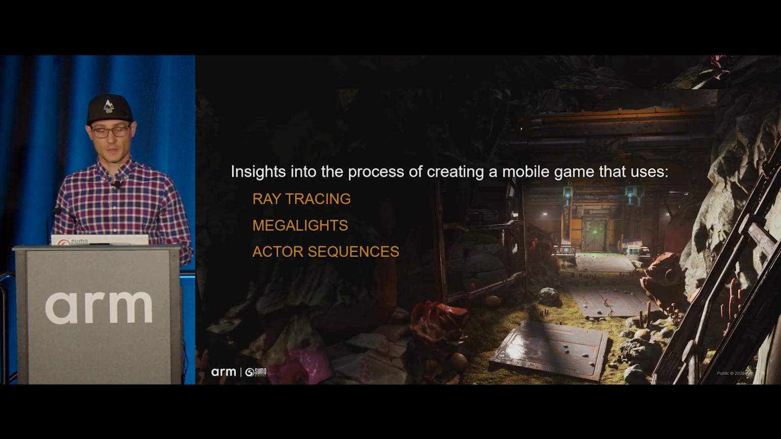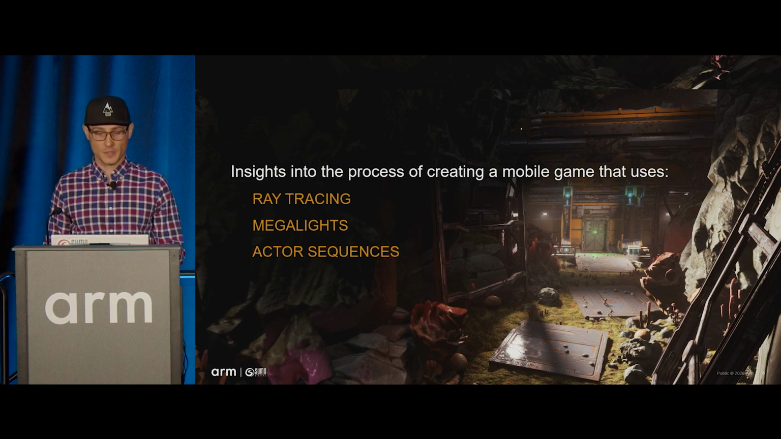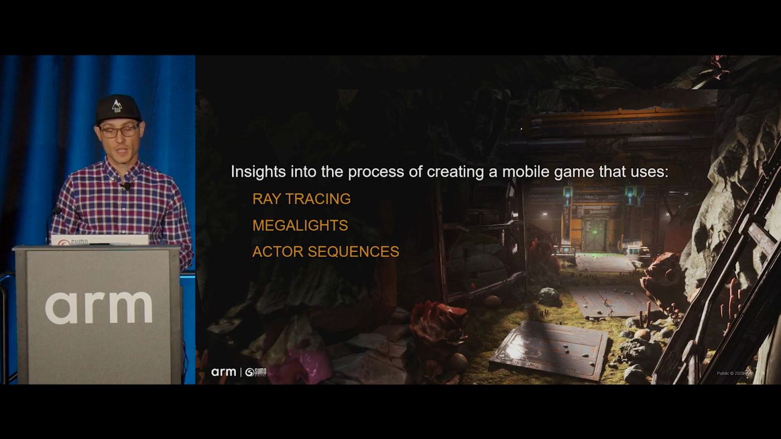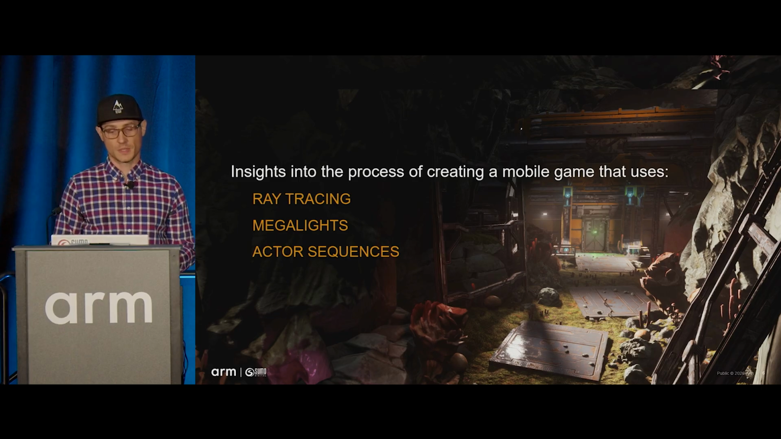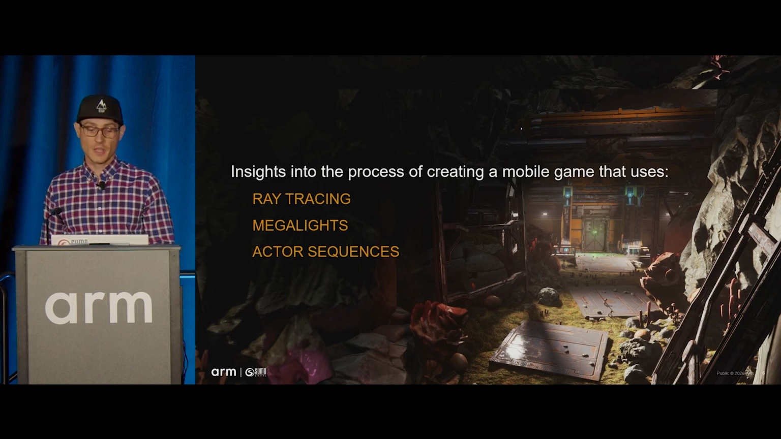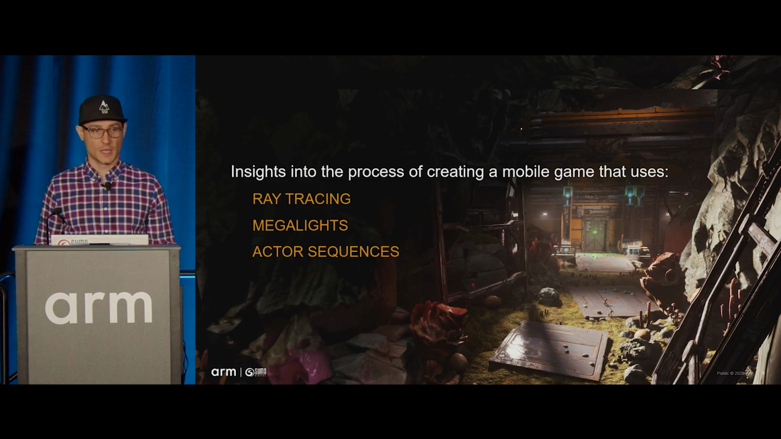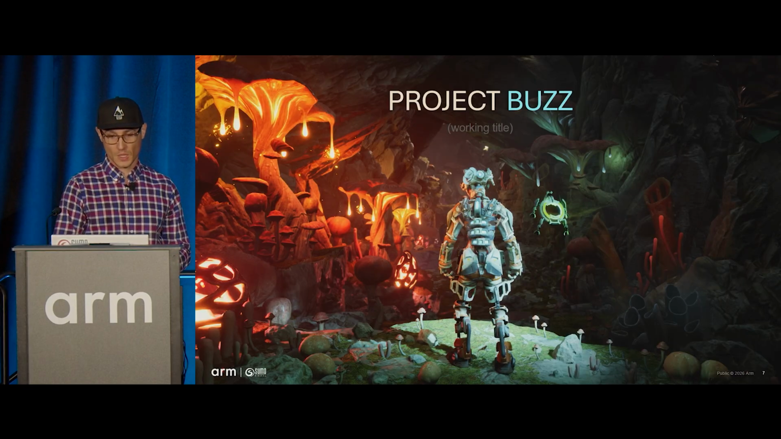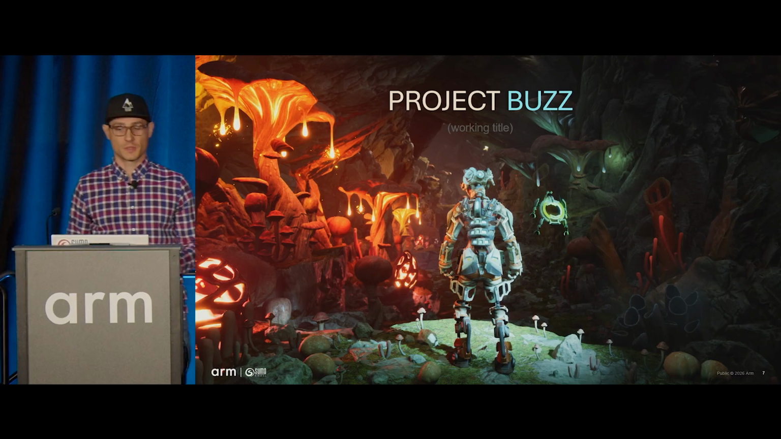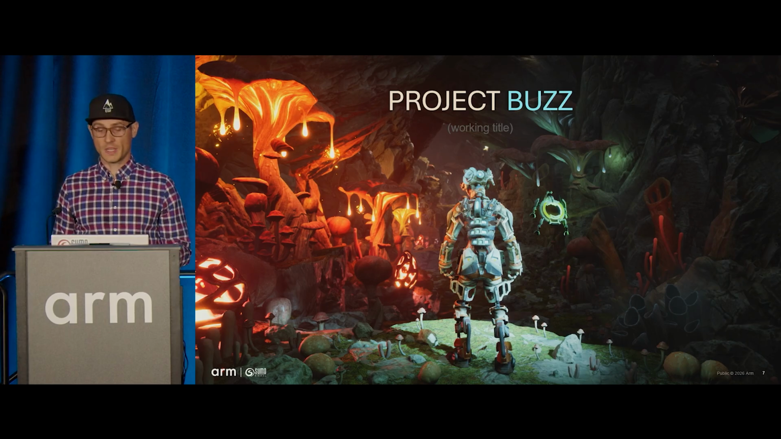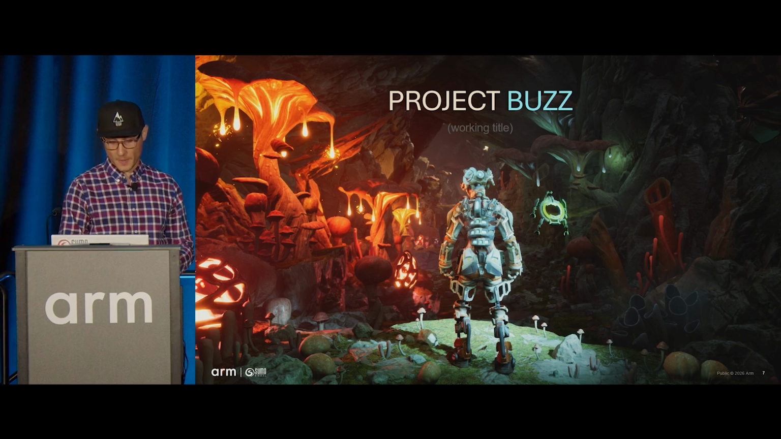I'd like to give you an insight into the process of creating a mobile game that uses the most advanced features of Unreal Engine, like ray tracing, MegaLights, or actor sequences, and show you how those new possibilities are helping us to make the game beautiful, speed up the process of development, but also about the problems and limitations we have to face. I'd like to show an example of what is possible with the new tech. So let me introduce Project Buzz, where me and my team are able to test and apply new lighting approaches in a mobile game.